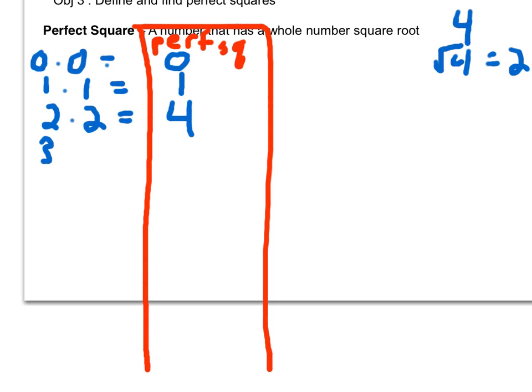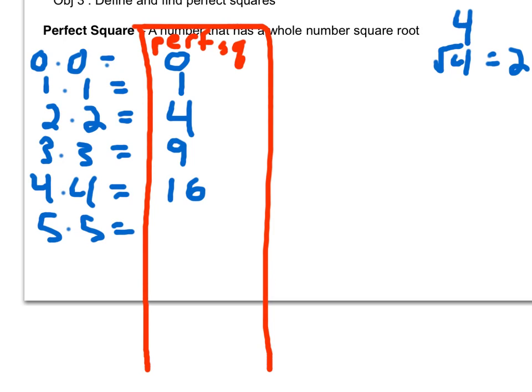Okay. So now 3 times 3 gives me another perfect square, 9. So if I ask you for the square root of 9, you can tell me that's 3. That's a whole number answer. So that's a perfect square. 4 times 4 gives me 16. 5 times 5 gives me a perfect square number, 25. 6 times 6 gives me 36. 36 is a perfect square number.